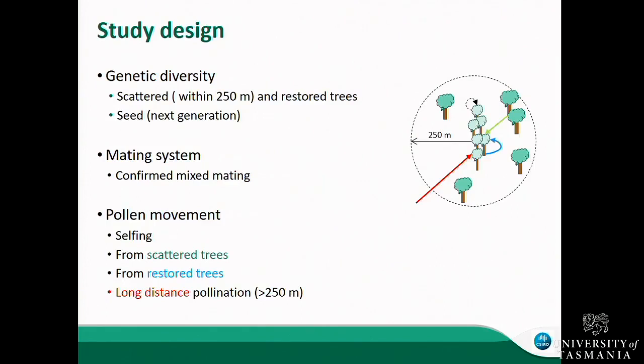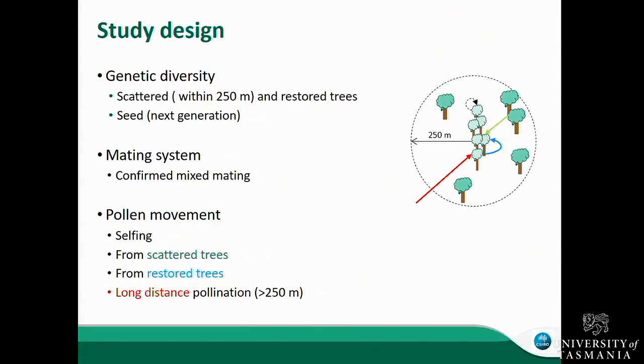And so the idea for this study was to understand genetic diversity, and we kind of put a boundary on it. So we chose a restoration site, and we were interested in understanding diversity in this, as well as the scattered trees around a site, as well as the seed crop that was being produced by the restored trees.